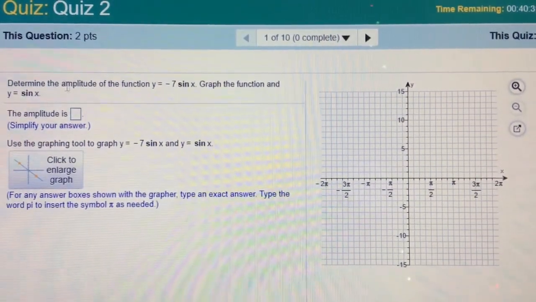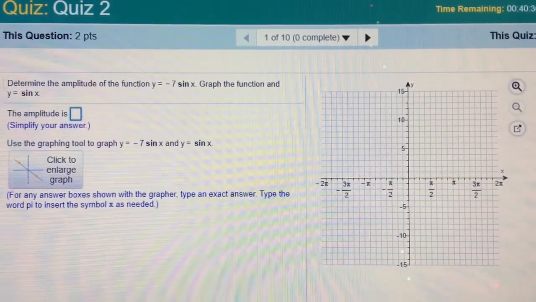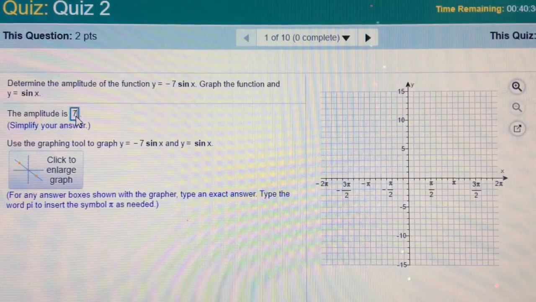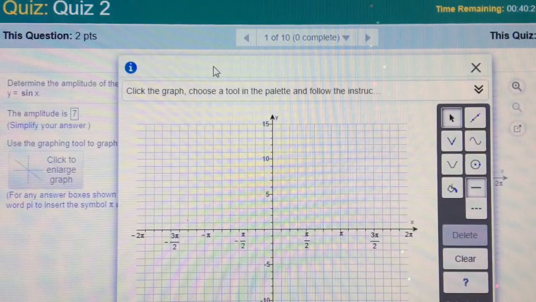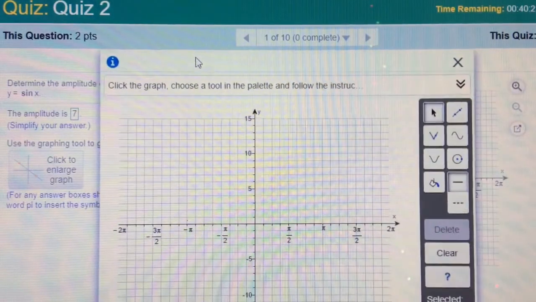Alright, we're going to do some graphing. So the amplitude is the number hidden in front of that. It's 1, and this one it's -7. So the amplitude is just going to be the positive value of that. And now it wants me to graph both of them. It wants me to graph y equals 7 sine x and y equals -7 sine x.